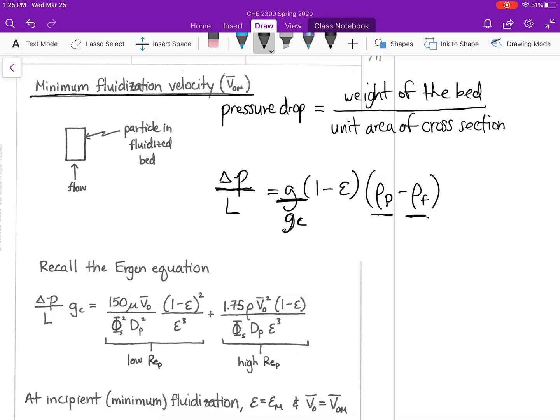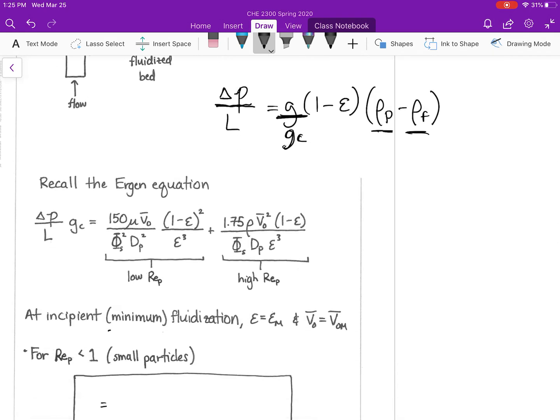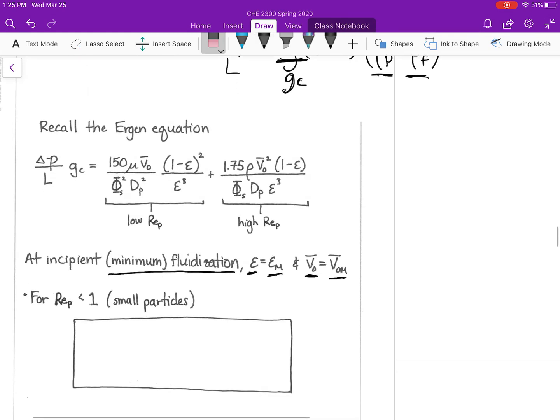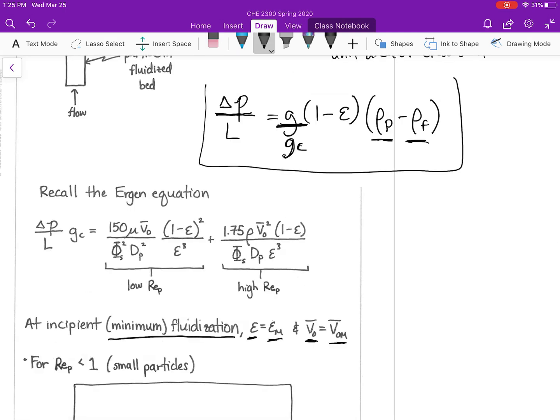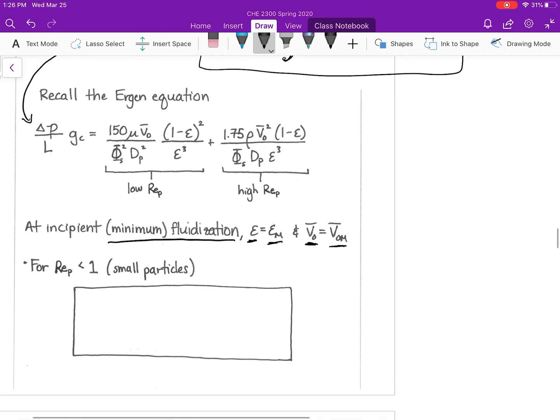So if I recall my Ergun equation that we just spoke about, at minimum fluidization, this void fraction, my epsilon, becomes epsilon sub m. And my superficial velocity, the velocity of the fluid as if there were no packing present in the column, now becomes a minimum fluidization velocity. So I am going to use this equation with the Ergun equation to develop an equation that allows me to calculate the minimum fluidization velocity of my fluid based on the particle Reynolds number.